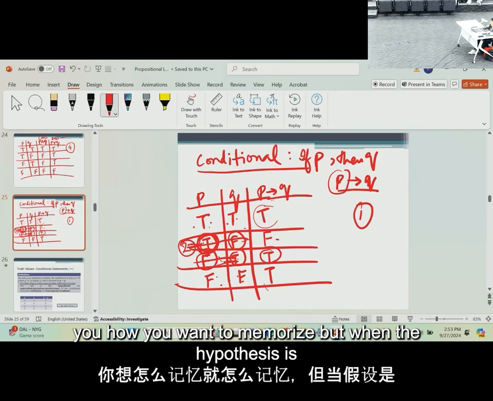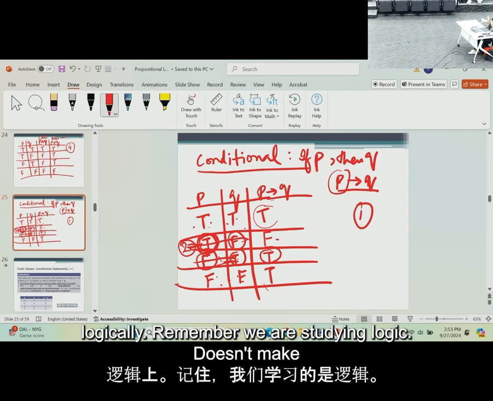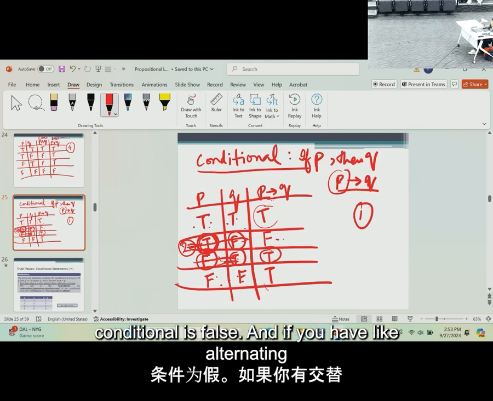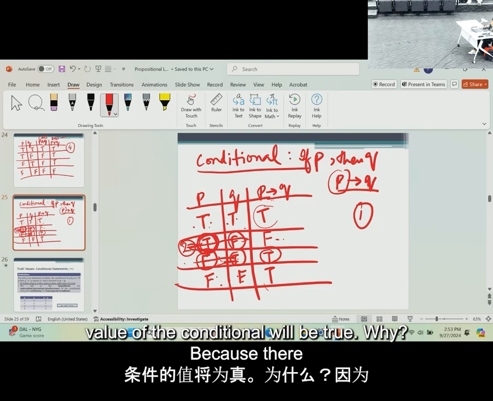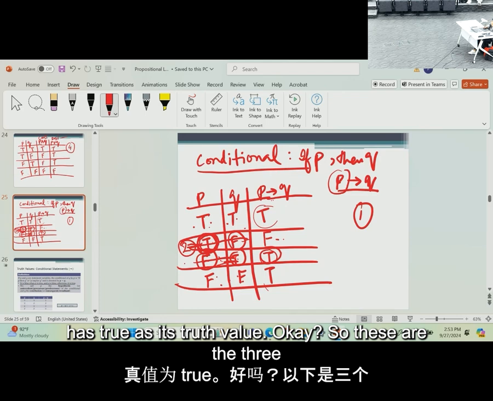But when the hypothesis is true but the conclusion is false, it doesn't make sense logically. Remember, we are studying logic. It doesn't make sense logically. So that is why the truth value for conditional is false. And if you have alternating truth values in the next one, then the truth value of the conditional will be true. Why? Because there could be another reason because of which the conclusion has true as its truth value, okay?